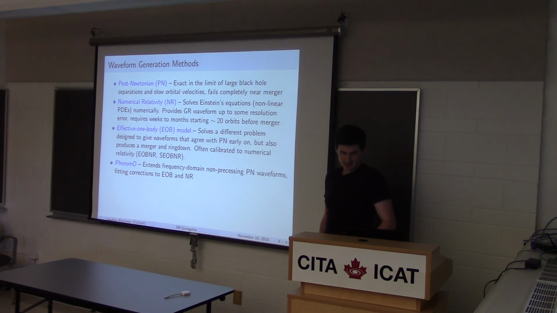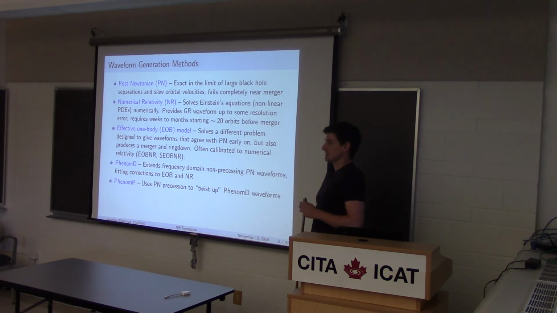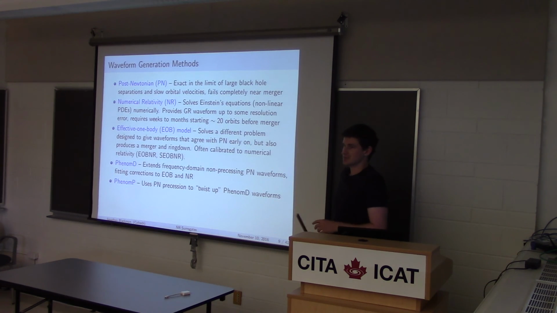There are some other models. The effective one-body model maps the two-body problem to a different effective problem and ends up finding waveforms that agree fairly well with numerical relativity, and they're designed to agree with post-Newtonian early on when post-Newtonian is good. They're then further calibrated to numerical relativity by adding in some free parameters and tuning them such that the waveforms agree with numerical relativity waveforms. This is one of the models that was used in the analysis of GW150914, and it works pretty well.